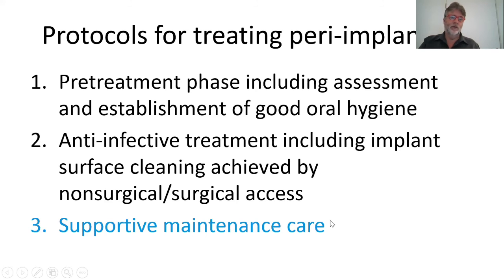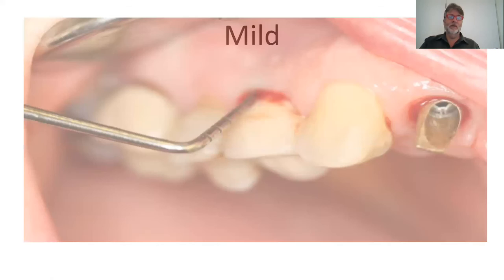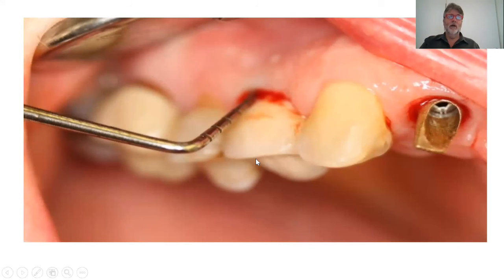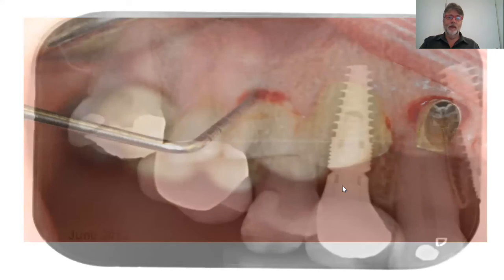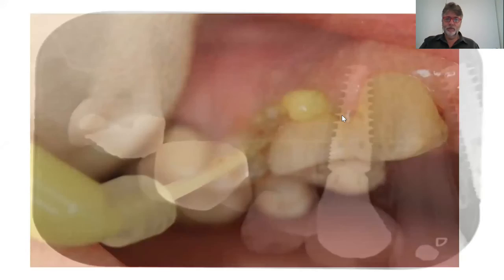And then you've got to implement supportive therapy, and they've got to come regularly. If you don't do that, then you've lost. Now we're looking at mild. We've got our bleeding, and also, interestingly enough, bleeding around there. We've got this bone loss, probably a little bit of buccal bone loss, thinning of the buccal plate here, but the implant's still firm.